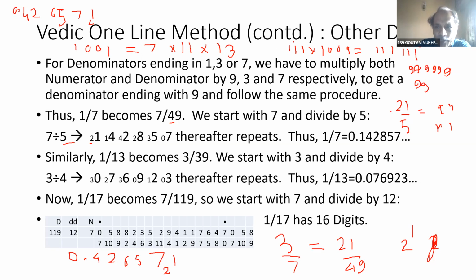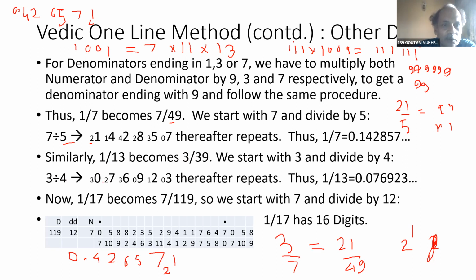7 is not a factor of 99. Neither is 13 a factor of 99. Whereas 11 is a factor of 99. So it has periodicity 2. But these have periodicity 6. So this has to be understood. Now come back. Suppose we innocently do not know anything. We start dividing this 3 by 4 in order to get 1 by 13.